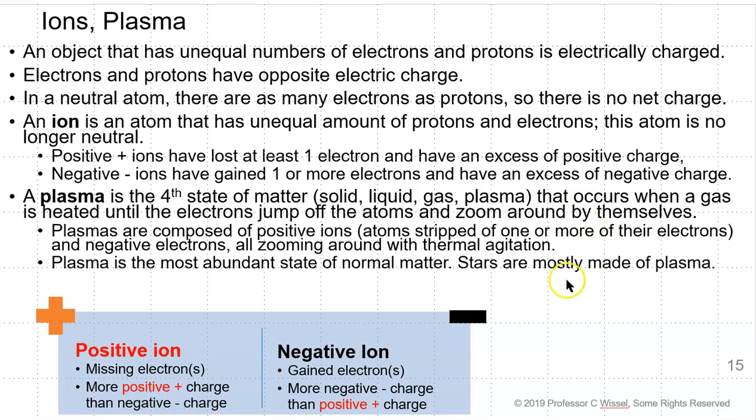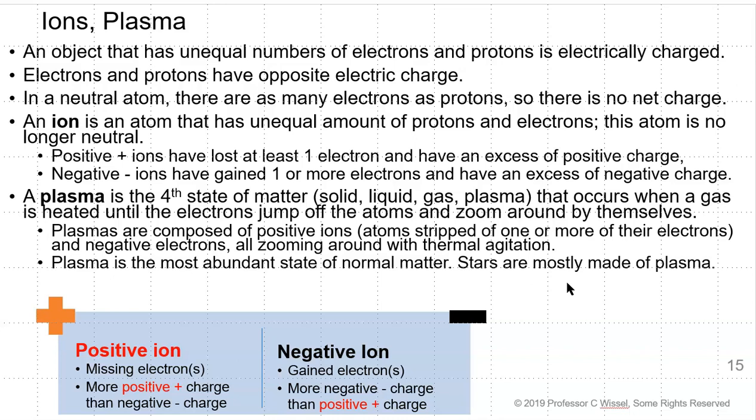A plasma is the fourth state of matter, solid, liquid, gas, and plasma, that occurs when a gas is heated until the electrons jump off the atoms and zoom around by themselves. Plasmas are composed of positive ions, which are atoms stripped of one or more of their electrons, and negative electrons, all zooming around with thermal agitation. Plasma is the most abundant state of normal matter. Stars are mostly made of plasma.